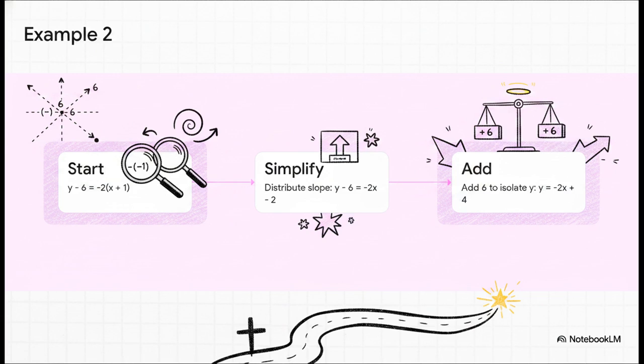Next, we simplify by distributing that -2. -2 times x is -2x, and -2 times positive 1 is -2. So now we're looking at y minus 6 equals -2x minus 2. Finally, we isolate y by adding 6 to both sides. -2 plus 6 gives us a positive 4, and our final equation, y equals -2x plus 4.